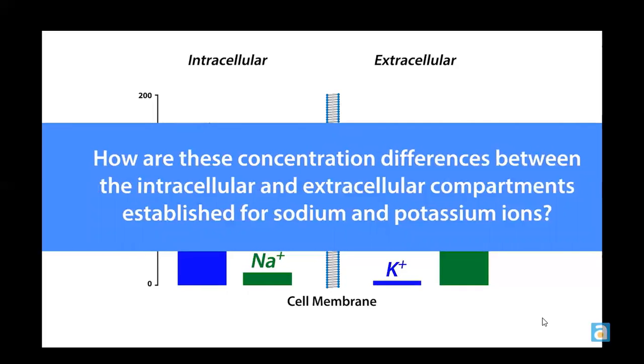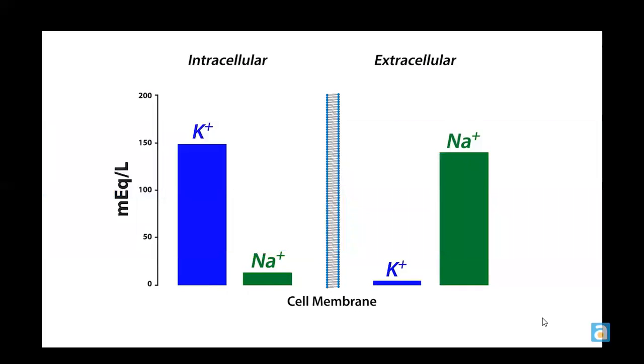Well, the concentration differences are established by the sodium-potassium ATPase. Now, the sodium-potassium ATPase transports 3 sodium ions from the intracellular fluid compartment to the extracellular fluid compartment in exchange for 2 potassium ions. Also, these concentration differences play a central role in establishing the resting membrane potential.